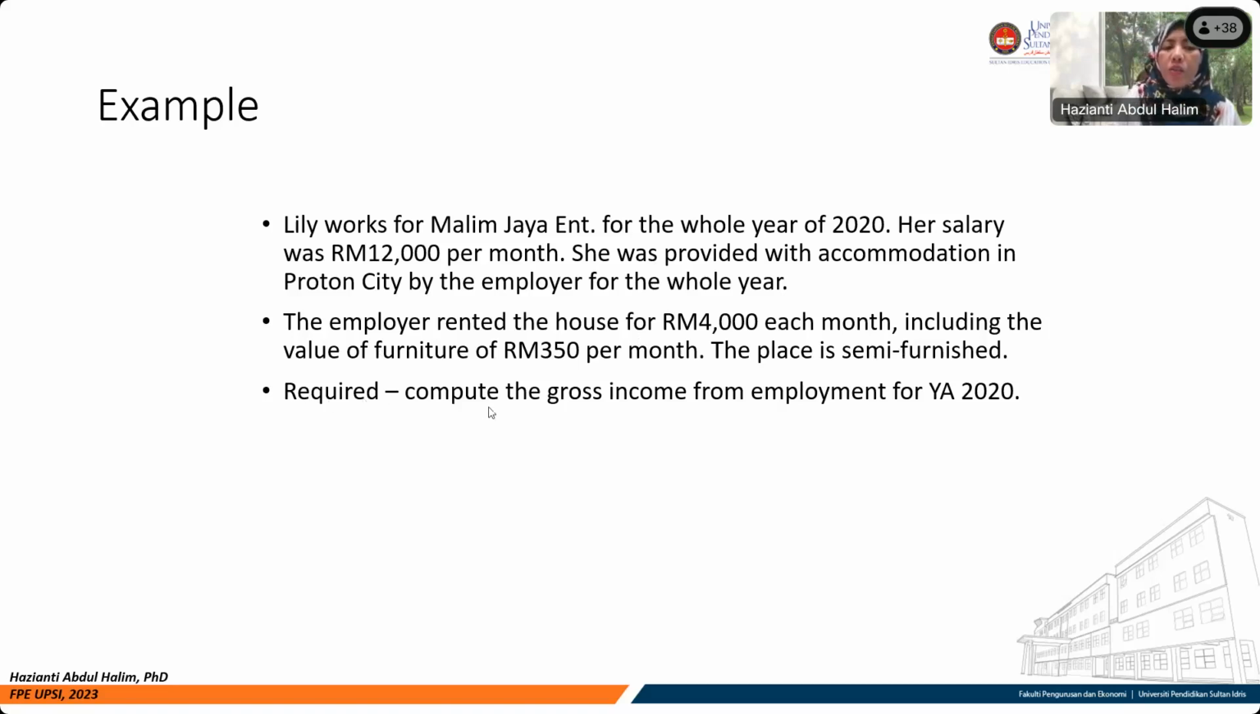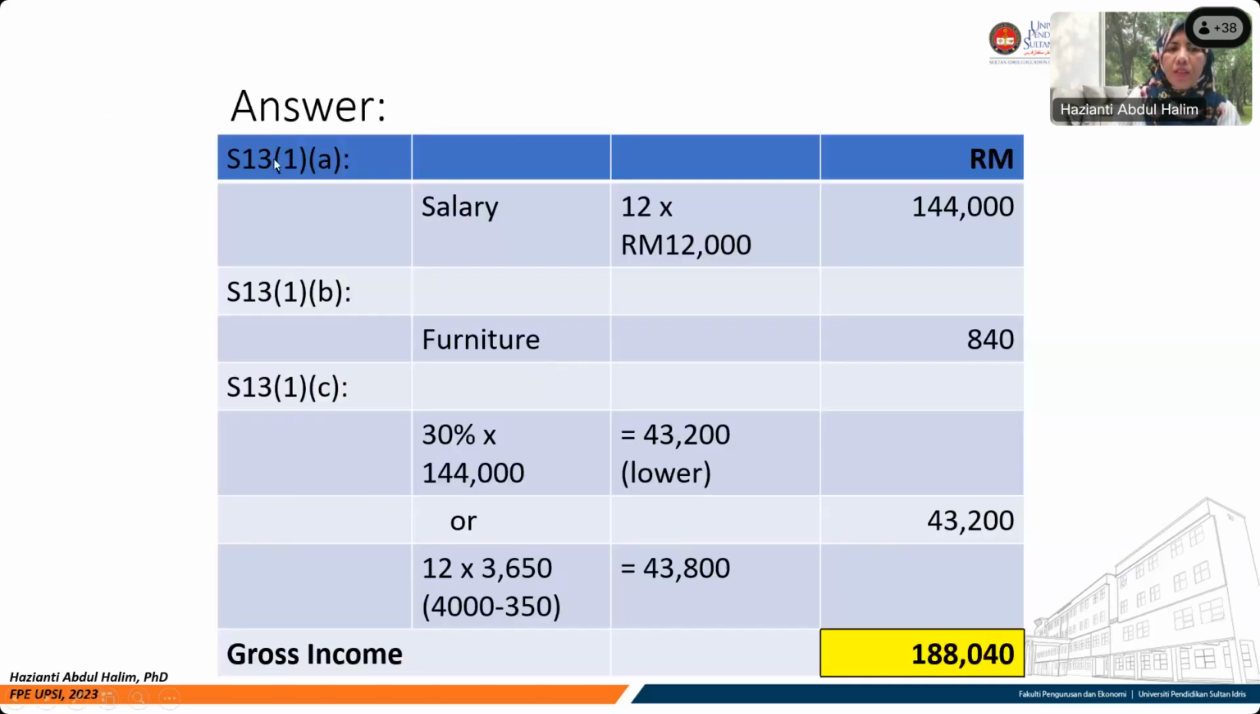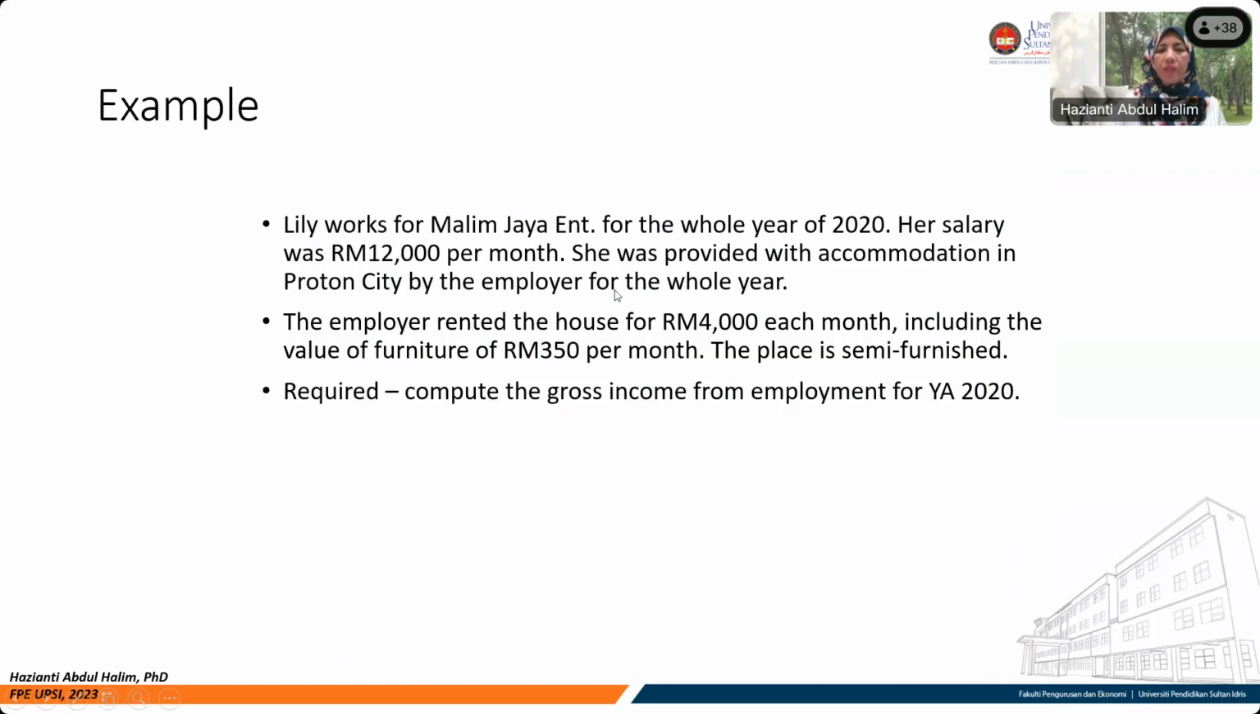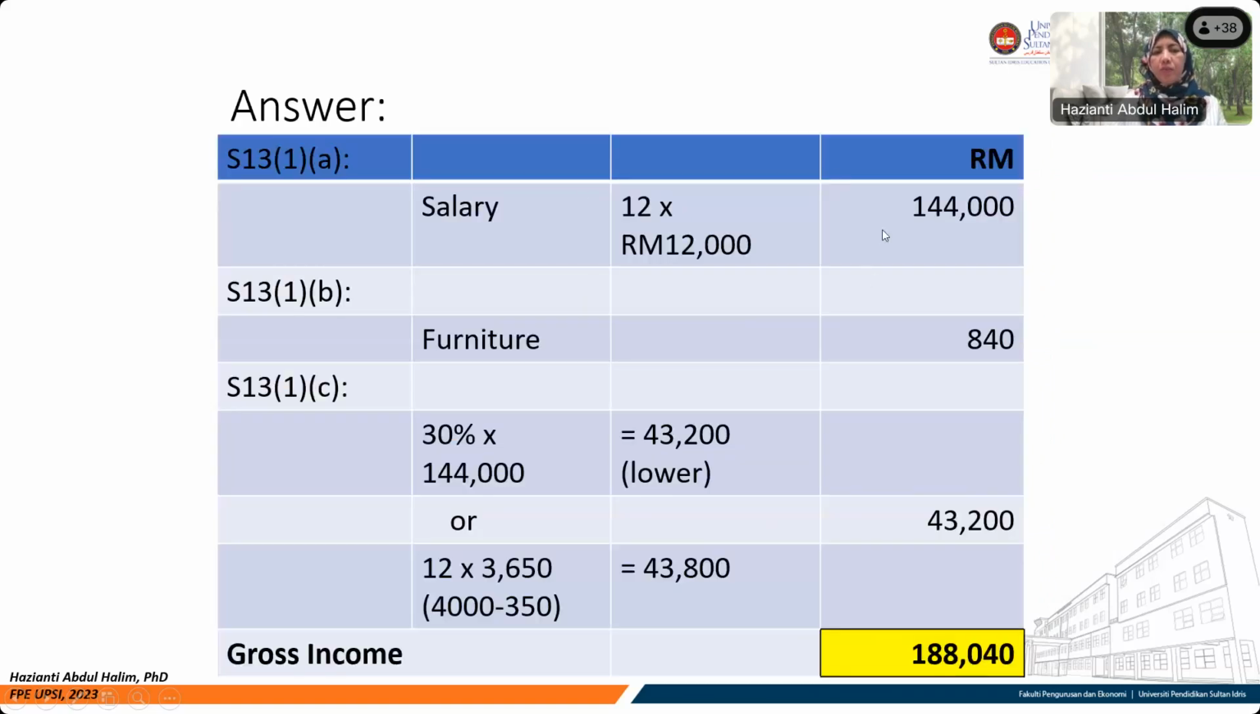So you are required to compute the gross income from employment for year assessment 2020. Right, how do we start? So for this kind of question, I expect you to answer based on section. Start with section 31A, B, C, and so on. Alright, macam ni. Right, so you have section 31A. Kita ada salary dia 12 bulan, 12,000 sebulan tadi kan. Jangan lupa darab 12,000 sebulan tadi. Okay, sini. And dapat 144,000.